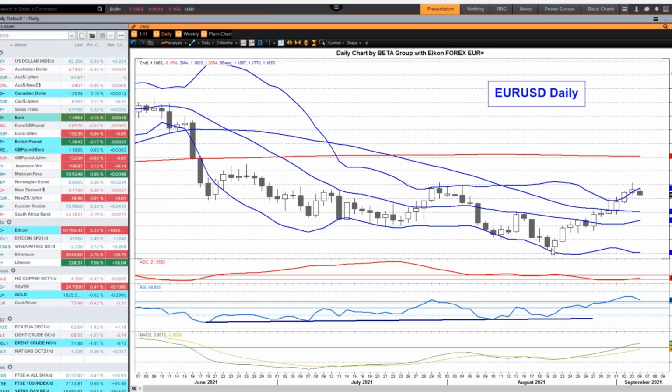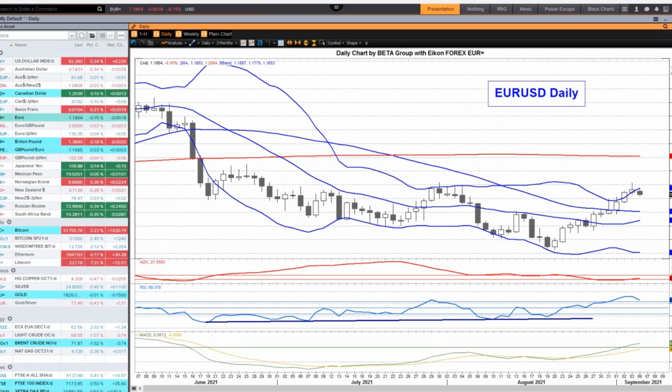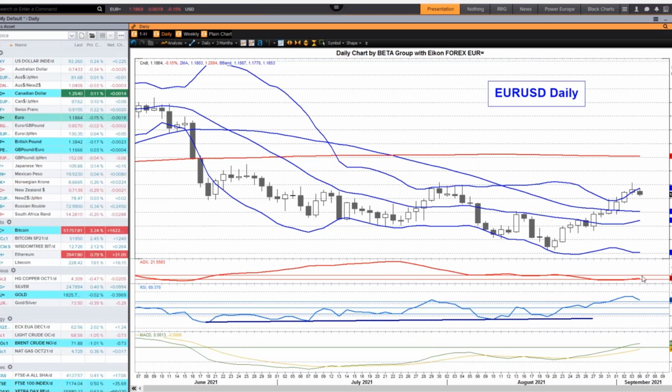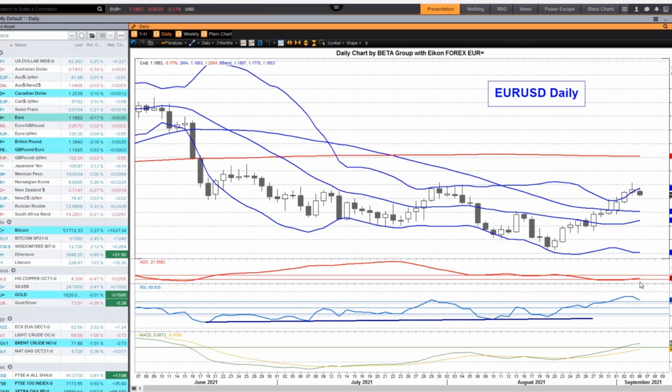The 116 level must hold here. That's the low after the failed neckline break. But the technicals are looking okay. The RSI is rising, the MACD is positive here, and the ADX, the measure of the presence and power of a trend, is at 21. So we've got a trend in play, and the trend is up. So it's looking okay, the euro.